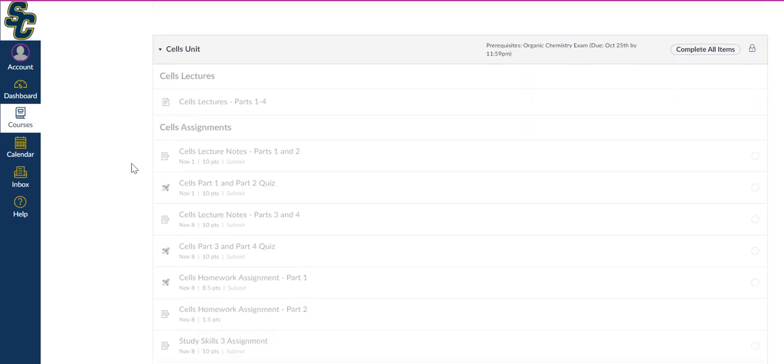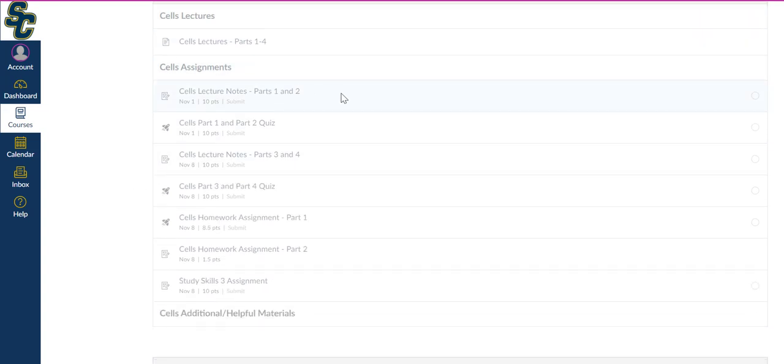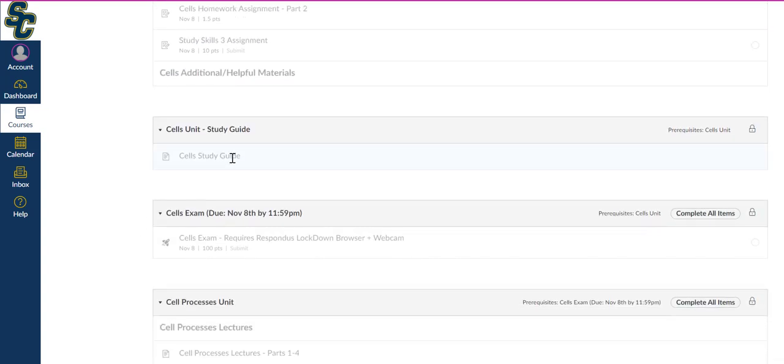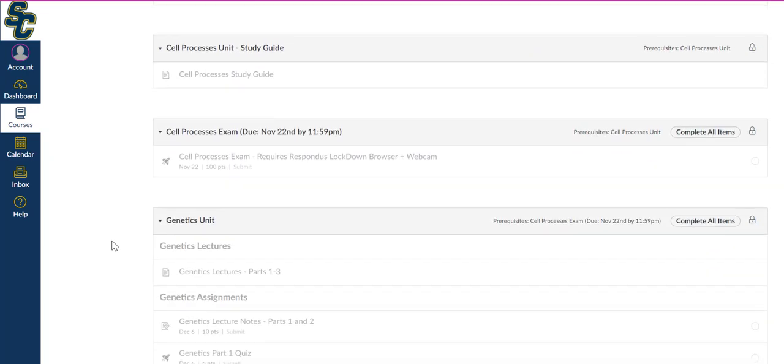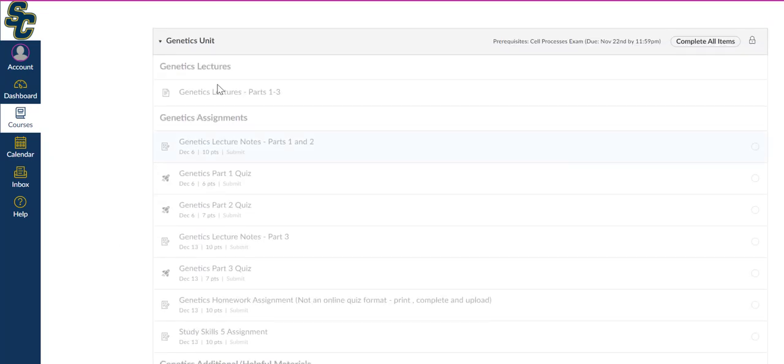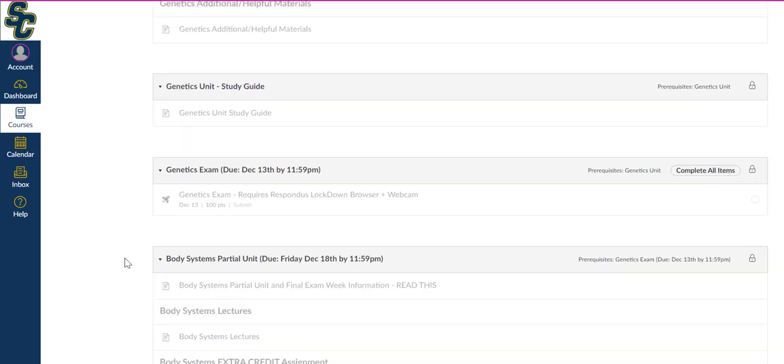So I'm not going to go through all of them, but you can see the same setup here. We have the lectures. In this one, we have the 4 different parts. We do parts 1 and 2, then parts 3 and 4, then homework assignment. There's a homework assignment part 1 and part 2 in this one, and then the study skills, your guide, and the exam. And so then we do that for each of the units. Genetics is our final unit, set up in the same way.